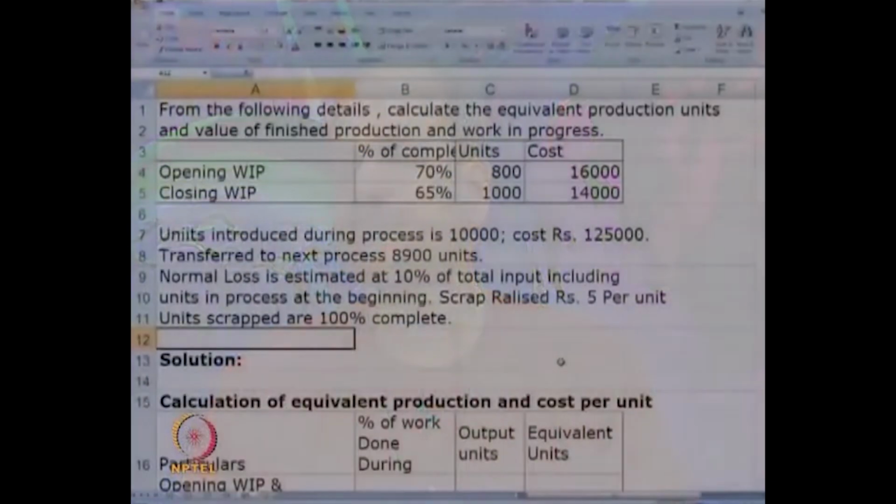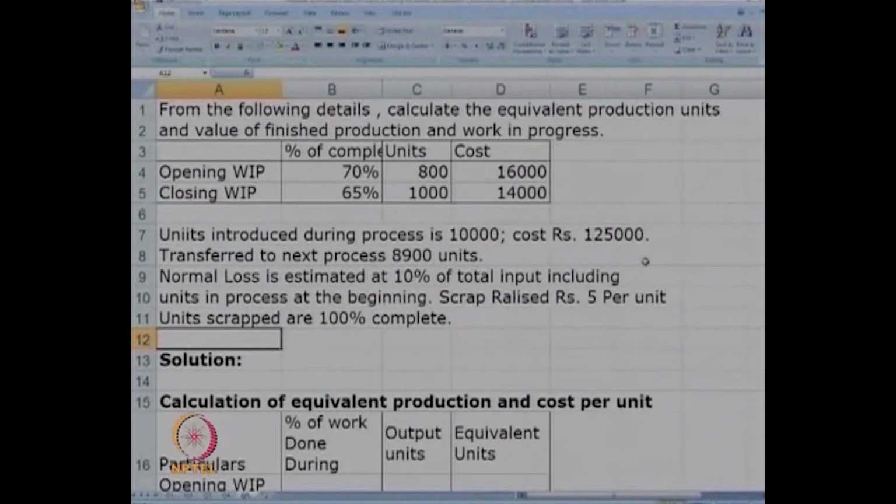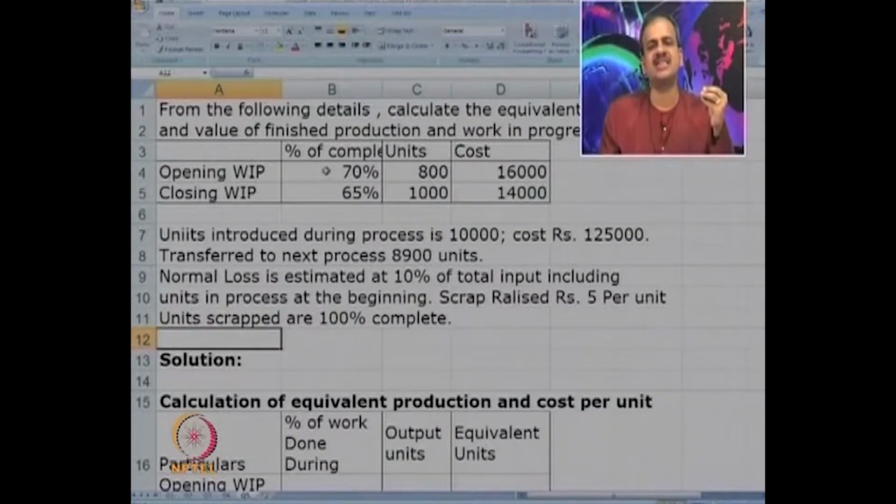Are you getting me? So now we will start with a case on equivalent production, and then we will go to operation costing, a little bit of discussion on operation costing. Okay. Now let us look at the case on equivalent production. Here you can see that from the following data we are required to calculate the equivalent output, and the value of finished goods and work in progress is given. As far as the opening work in progress is concerned, the percentage completion is 70%, closing work in progress is 65%. The units are 8,000 and the costs of both are given.